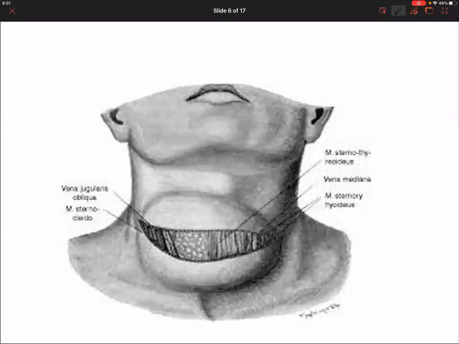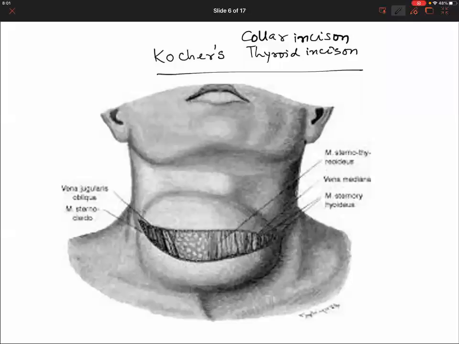What is this incision called? I have taught you this one. This is Kocher's collar incision, or Kocher's thyroid incision. I have taught you this one and we will not talk about it. What are the layers that are cut?